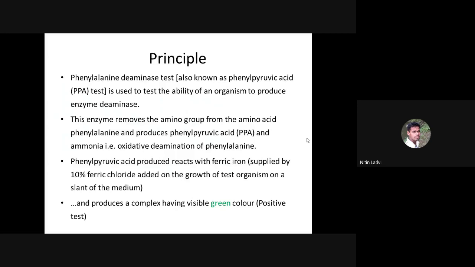we have the procedure later on. At that time you may get how to perform this practical. Okay, don't bother about it because this is just the principle. Okay.